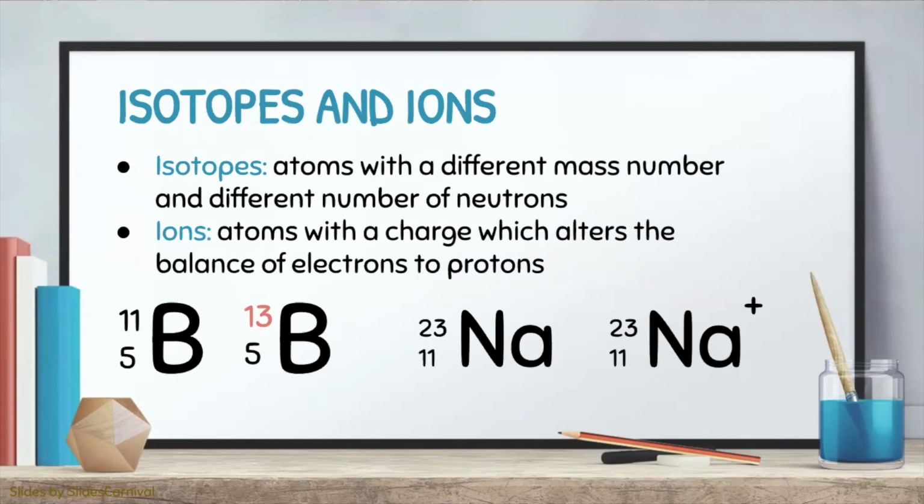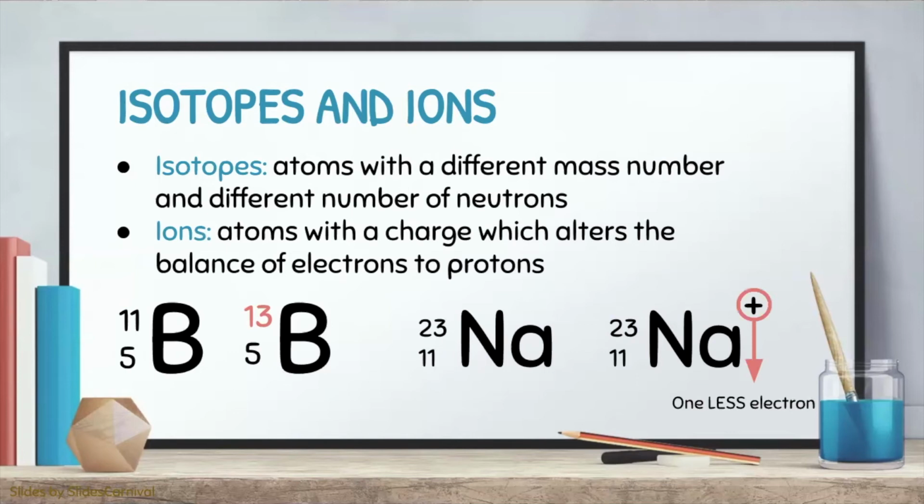So here are a couple exceptions to the typical nuclide representation. First, we have isotopes. Isotopes simply have a different mass number than the typical atom, which may be more or less. Then there's ions, which are atoms with a charge.